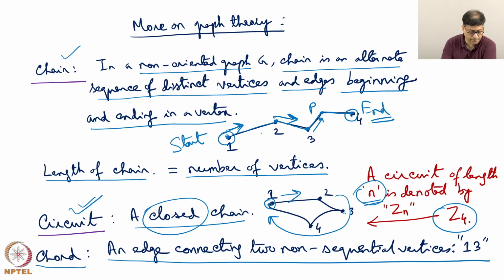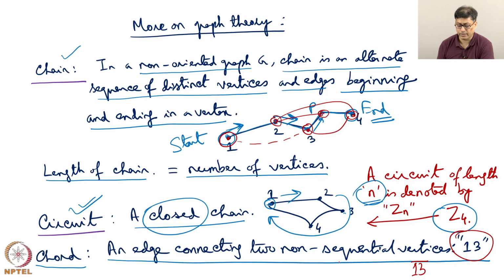For example, here what are the non-sequential vertices? If I take 1, this 2 has to be skipped and 3 is the other one. So, 1 and 3 are the non-sequential vertices, and if I join them, this line 1 3 becomes a chord. Similarly, you can join 2 and 4, and so on.